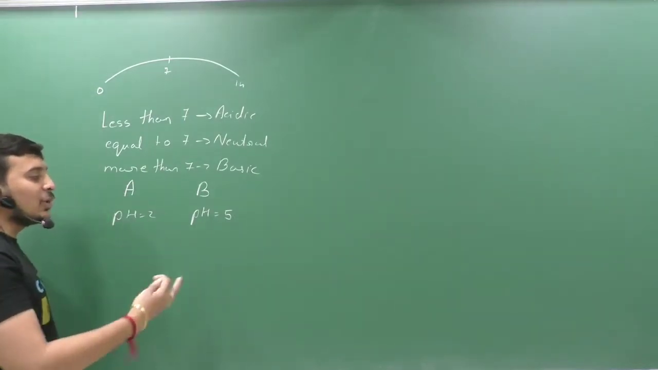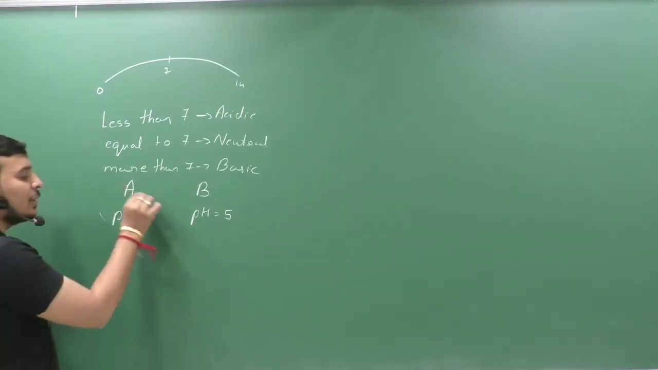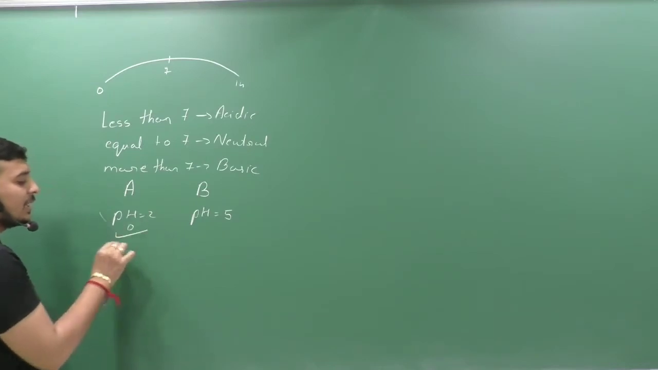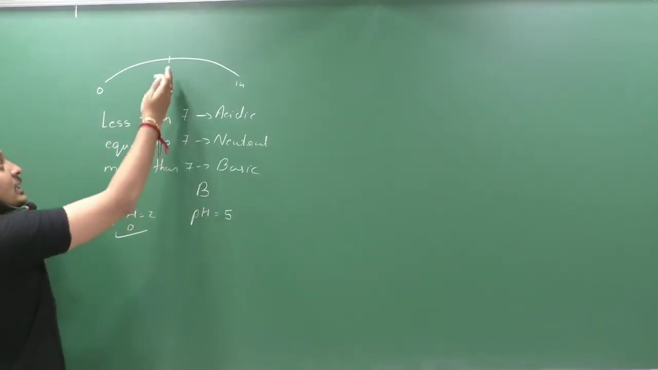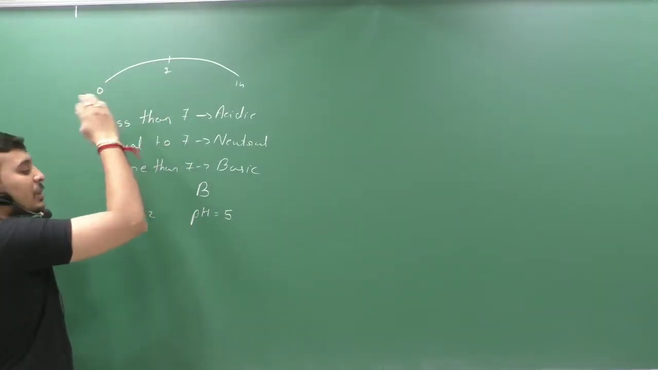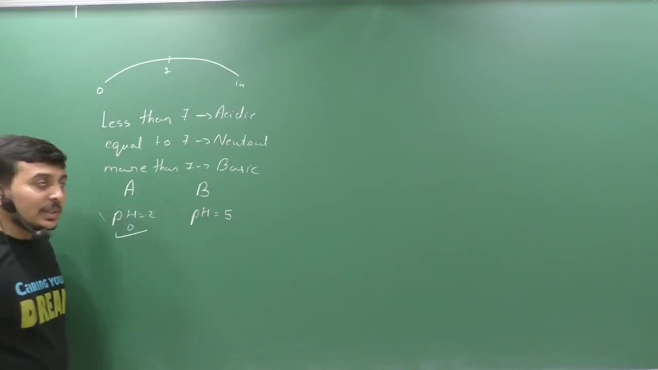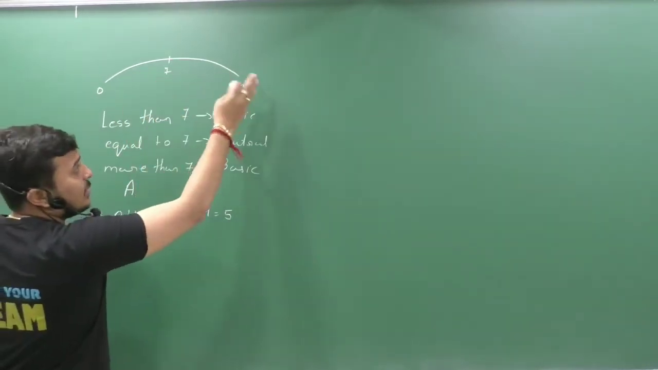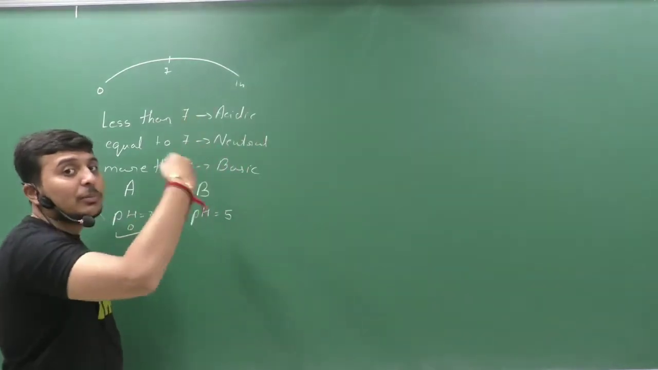But which one is more acidic? The solution having the lower pH will be more acidic. Here 2 is less than 5. So as we move towards 0, the solution will be more acidic. As we move towards 14, the solution will be more basic.